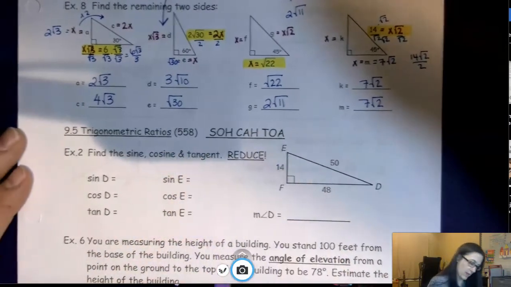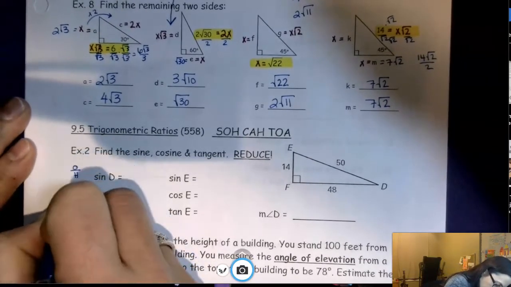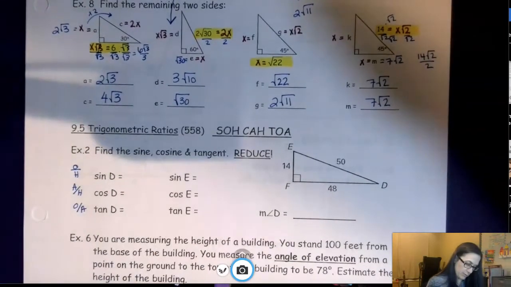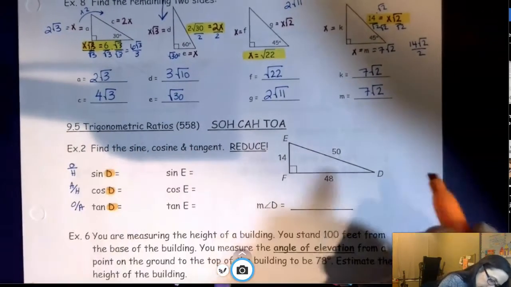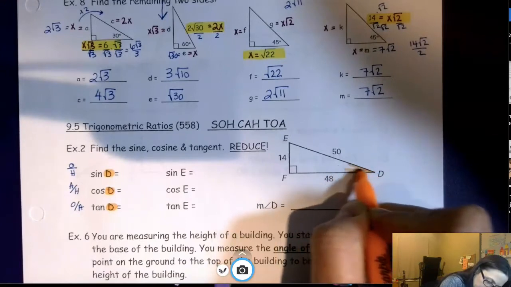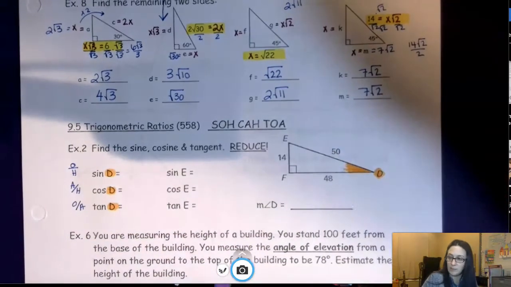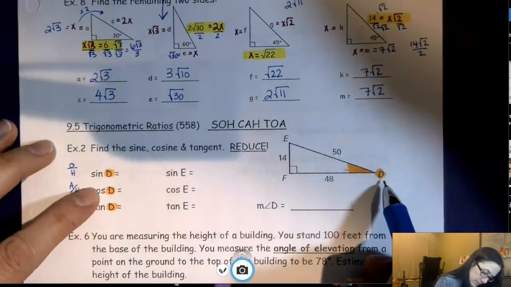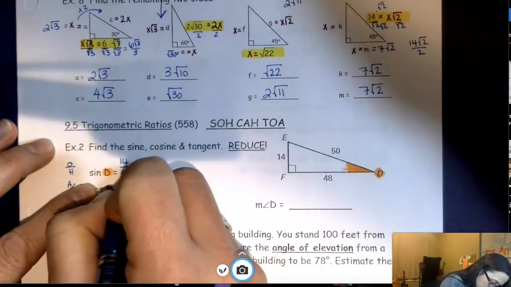SOHCAHTOA is the most common. Again, every time I start, off to the side, I would write: Oscar had a hunk of apples, sweet caramel topping, so I know which ones I'm looking for. Let's start here with D. So I'm starting from D, which is the same right here. So from D, I want to know opposite, adjacent, and hypotenuse. So opposite of D is going to be 14. Hypotenuse will be 50. Pause and fill these out.